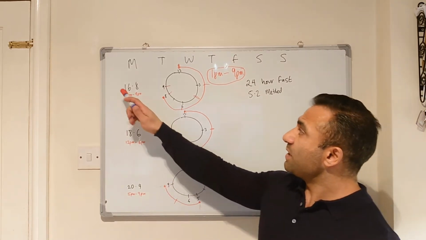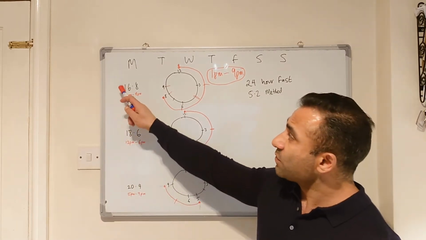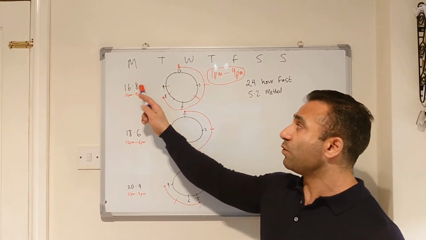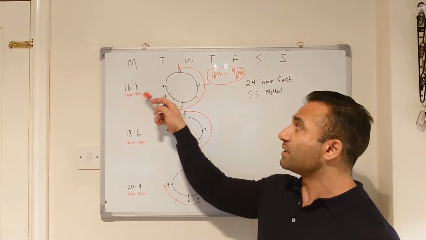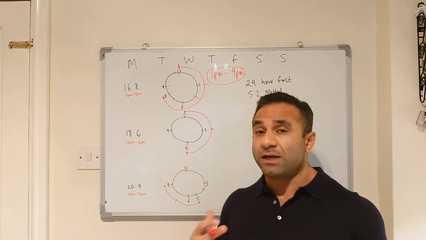So first off, we've got the 16-8 method. That's 24 hours in a day. You fast for 16 hours and you eat for 8 hours. So your eating window is 8 hours. Where you place the eating window is entirely up to you.